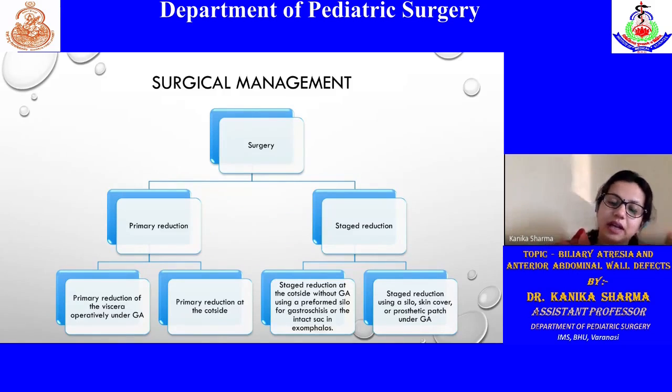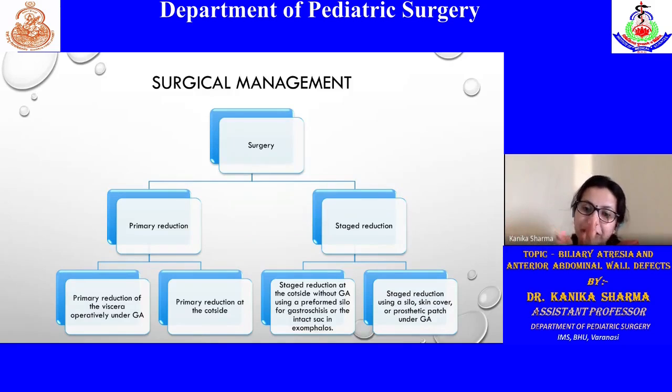Staged reduction again can be done in two ways. At the cot side, if the child is sick, one must prepare for subsequent reduction. Preformed silos are available, and I'll be showing you the picture in the subsequent slide. Or especially in cases of omphalocele, the entire omphalocele sac can also be put under traction. Otherwise, for the other stages, you can take the child to the OT.